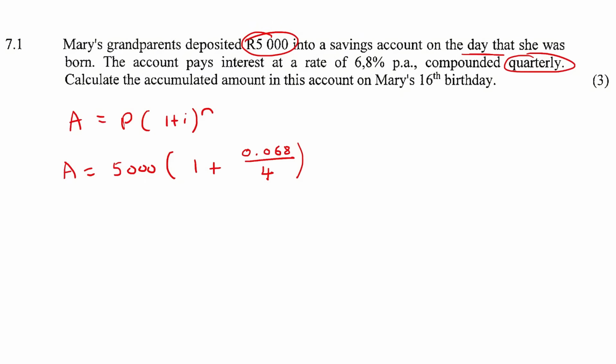And then she was born and she's going to be 16. So that's going to be 16 years. It's going to be 16 times by 4. That's what you would put over here. You can say 16 times 4, or you can just say 64. And that's it, guys. We just type it all in now. And so Mary will have 14,706 Rand and 56 cents on her 16th birthday.